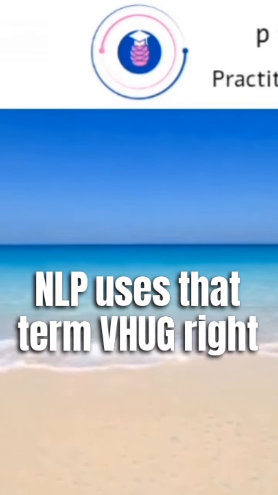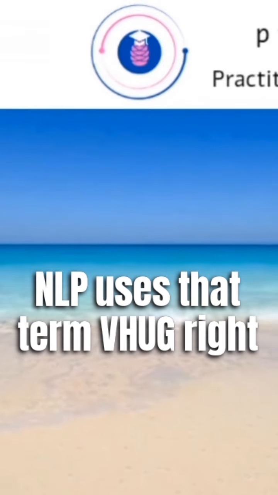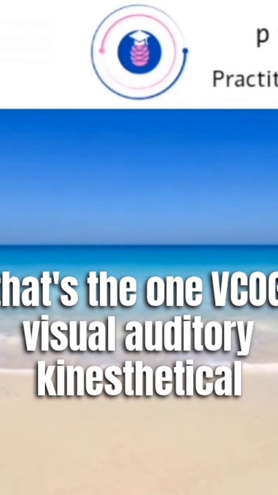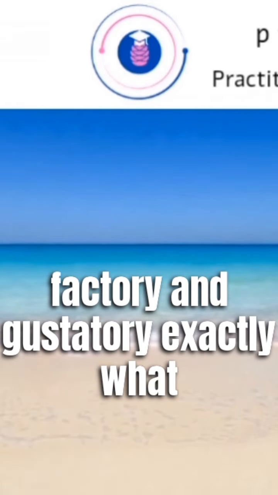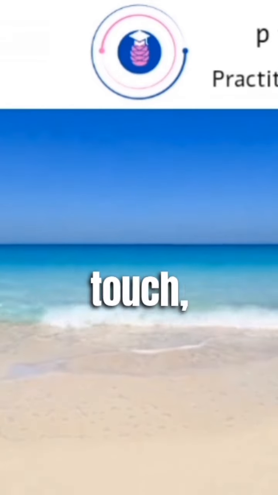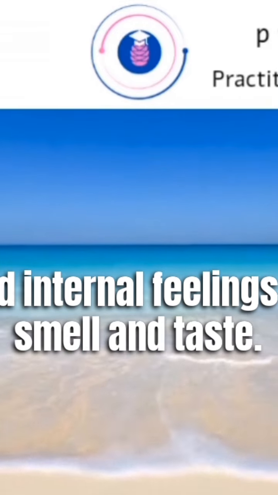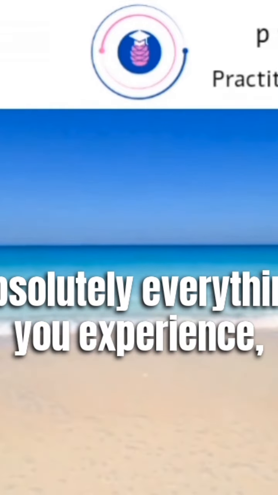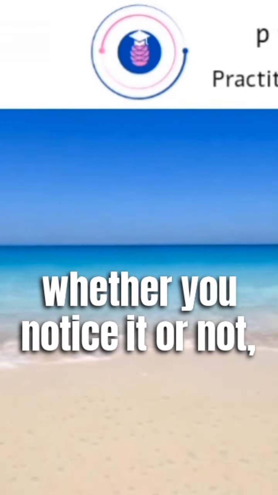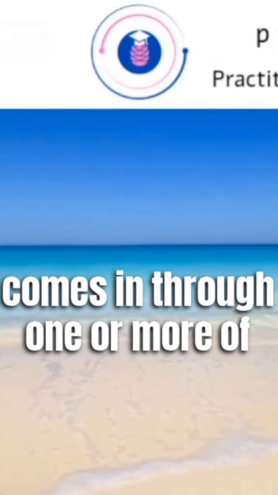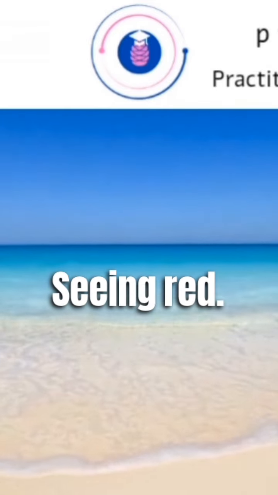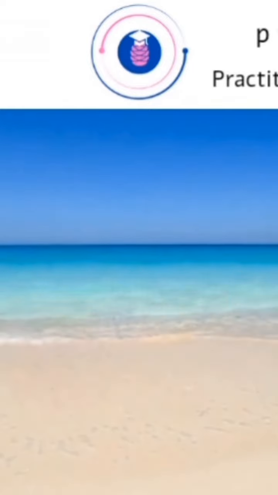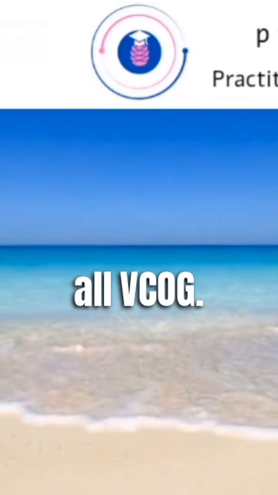And this input, NLP uses that term VAKOG, right? That's the one, VAKOG. Visual, auditory, kinesthetic, olfactory, and gustatory. Exactly. What you see, hear, feel, touch, and internal feelings to smell and taste. So everything, absolutely everything you experience, whether you notice it or not, comes in through one or more of these 5 channels, like data ports for the brain. Perfect analogy. Seeing red, hearing a bird sing, feeling warmth, smelling coffee, tasting it, all VAKOG.